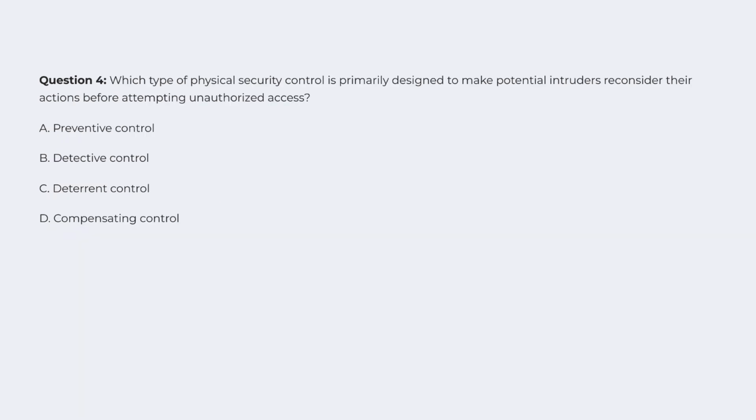Question 4. Which type of physical security control is primarily designed to make potential intruders reconsider their actions before attempting unauthorized access? A. Preventive control. B. Detective control. C. Deterrent control. D. Compensating control.